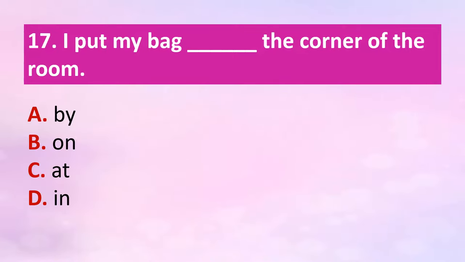Question number 17. I put my bag dash the corner of the room. Option A, by. Option B, on. Option C, at. Option D, in. The correct answer is option D, in. I put my bag in the corner of the room.